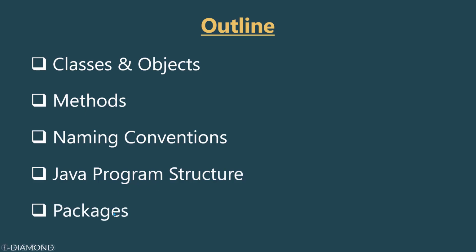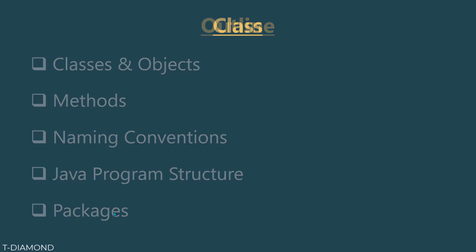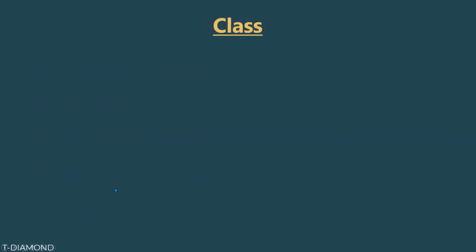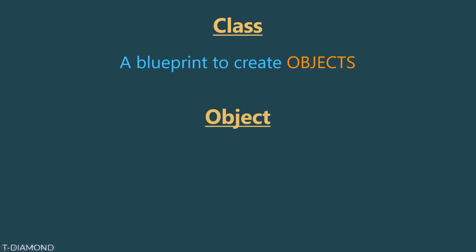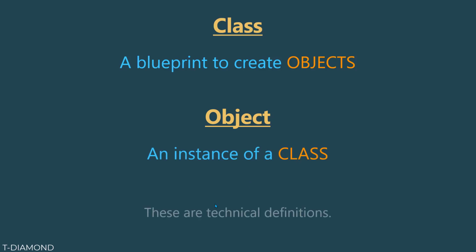So let's get started. First of all, what is a class? By definition, a class is a blueprint to create objects. So what is an object? Also, by definition, an object is an instance of a class. So, these are technical definitions. Let me give you an example to make everything clear.